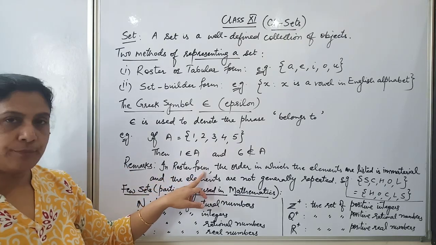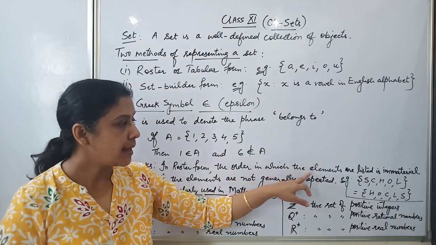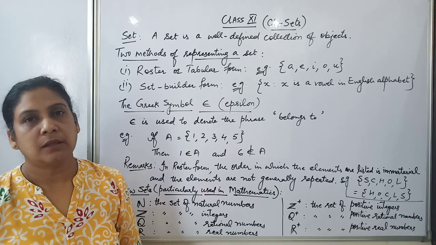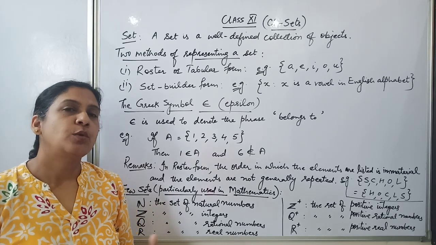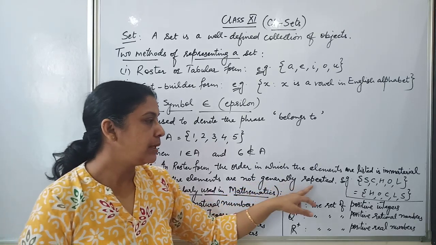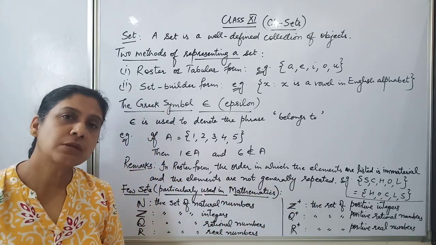In roster form, the order in which the elements are listed is immaterial. So the order does not matter in which you are writing down. आगे पीछे कोई element हो गया, doesn't matter. And the elements are not generally repeated. So repetition is also not allowed.